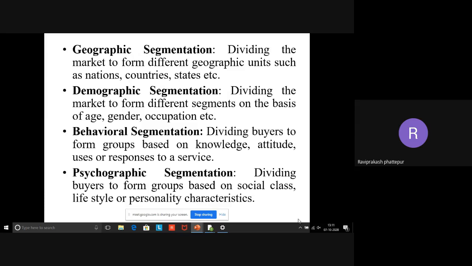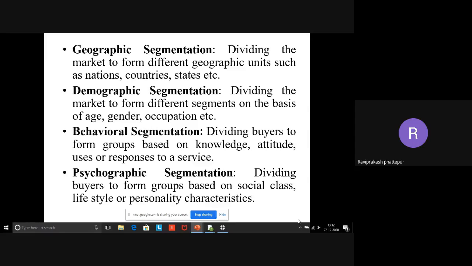Geographic segmentation: dividing the market to form different geographic units such as nations, countries, states, etc. It can be further made into streets or small areas. Next, demographic segmentation: dividing the market to form different segments on the basis of age, gender, occupation, and so on.